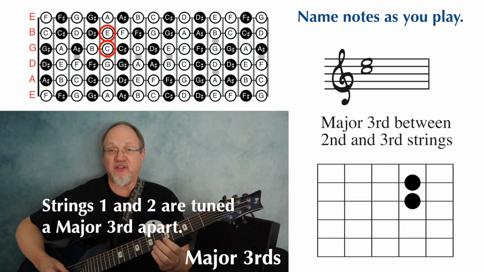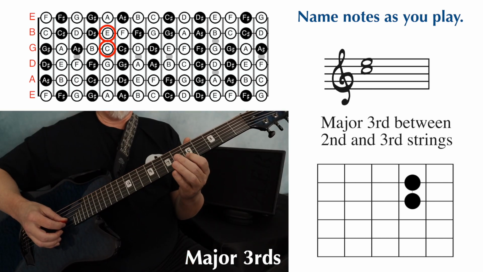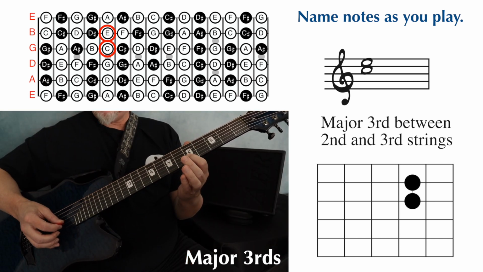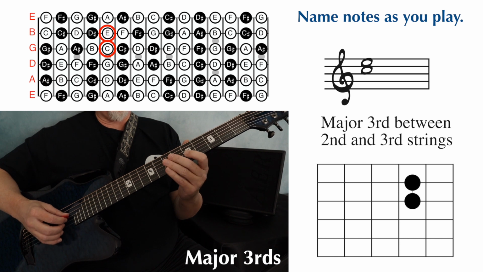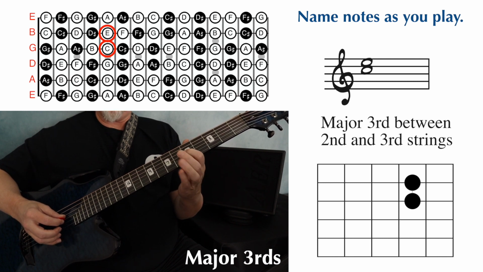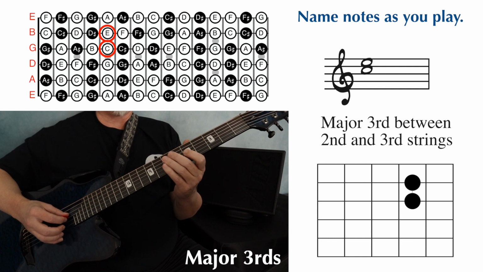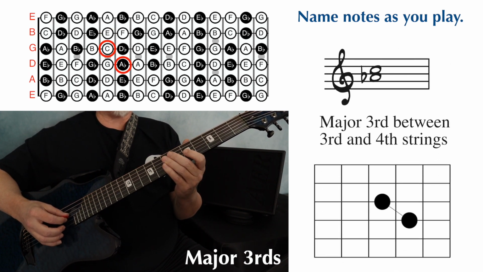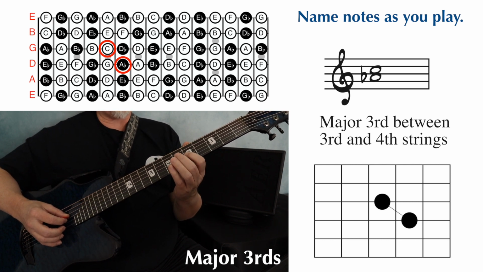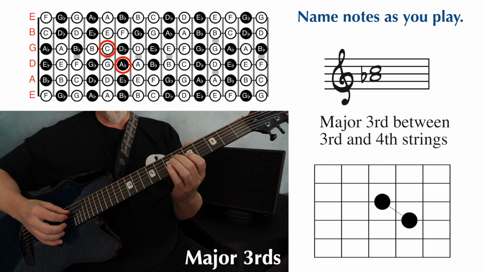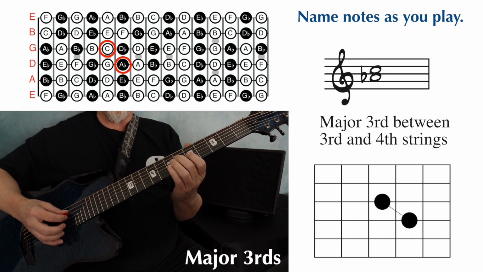Your second and third strings are tuned a major third apart. So if you're playing a major third between those 2 strings, you don't have to change frets. So here's an E on second string to a C on third string, same fret. Major third between strings 3 and 4 is going to be 1 fret distance. So here's a C, A flat is a major third lower, 1 fret distance. C, A flat.